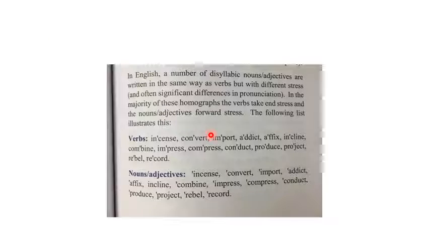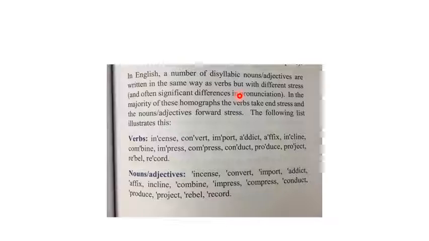Okay, let's have a look at an important note here, and I think we've mentioned this before, if you remember when we discussed phonology. But let's repeat it. In English, a number of disyllabic nouns and adjectives are written in the same way as verbs. Sometimes I have nouns and adjectives, for example the noun stress, I write it with the same word as the verb stress. So the word stress can be a noun or a verb. The word import can be a noun or a verb. The word addict can be a noun and a verb.